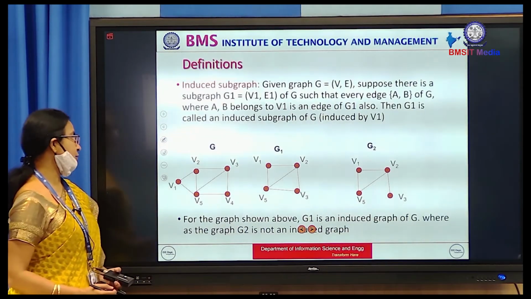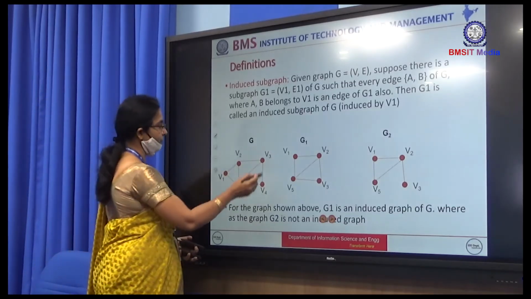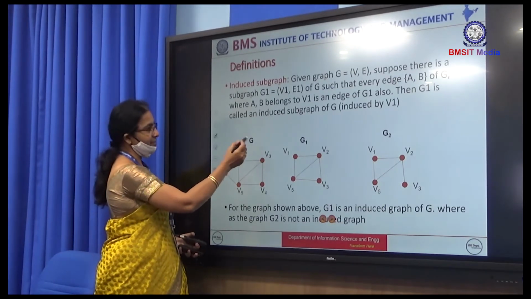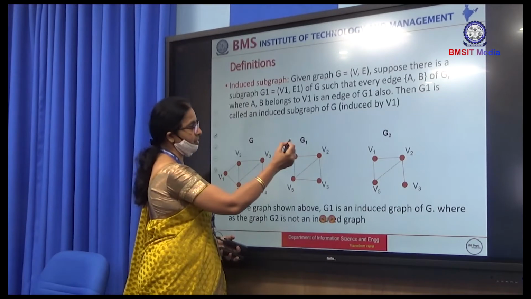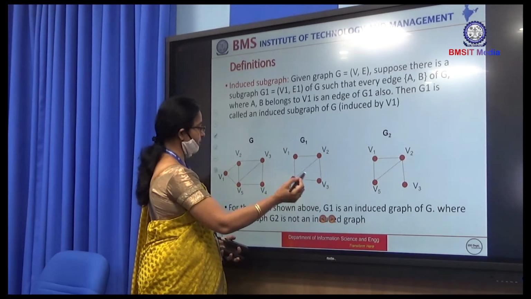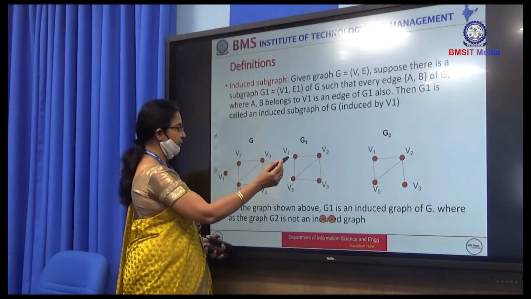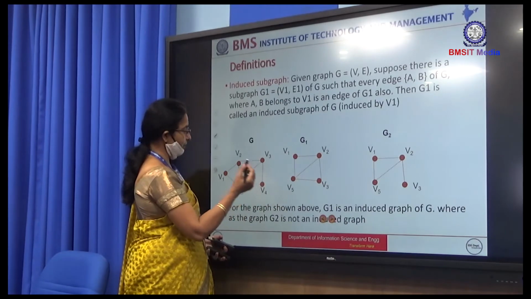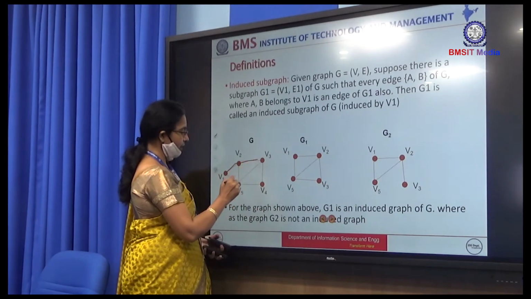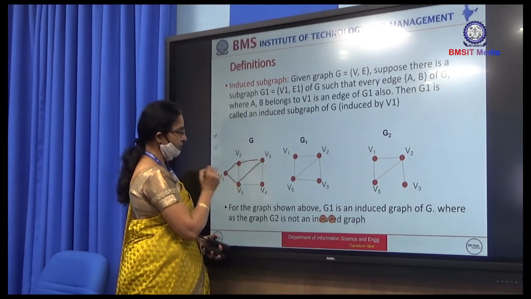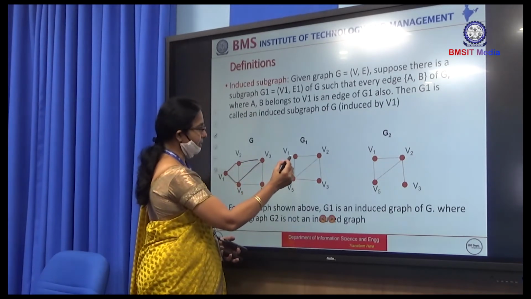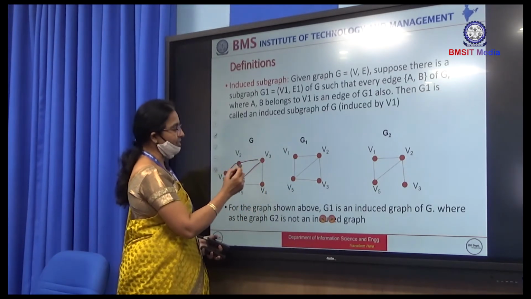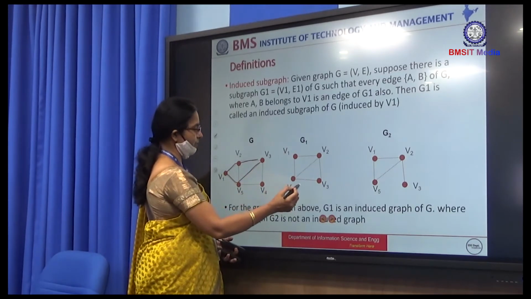So, induced by V1. Here I have considered a graph with 5 vertices, and I call this G. And here I have considered G1 with 4 vertices. I have taken V1, V2, V3 and V5. These are the vertices that I have considered, and for these vertices, all the edges that are connected to these vertices are part of G1.